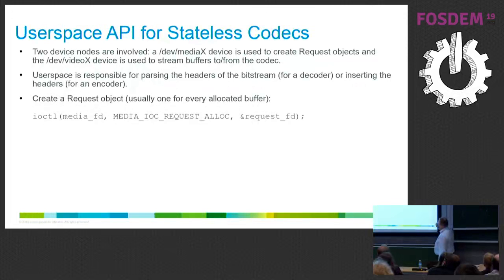So how do you use it for a stateless codec? You have two device nodes. The video node, that was always there, but now you also need to use a media controller node. Media controller, very quickly, basically shows the internal topology of your hardware. It is primarily meant for complex video pipelines, but we also use it for stateless codecs. The reason we use this instead of just the video node is exactly because the request API will also be used for the complex camera pipelines. So this keeps it consistent. You have the same method for both.